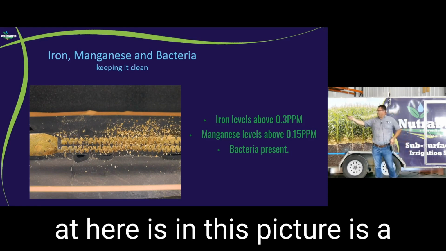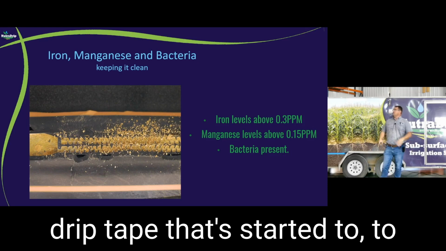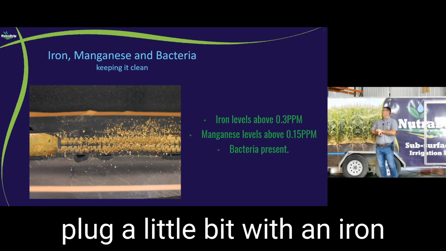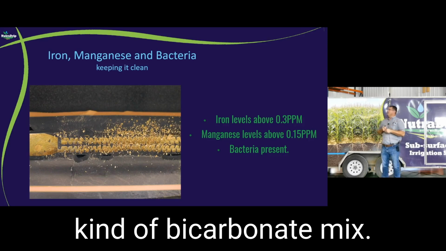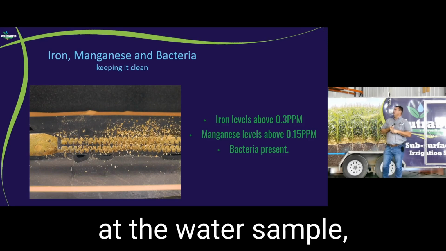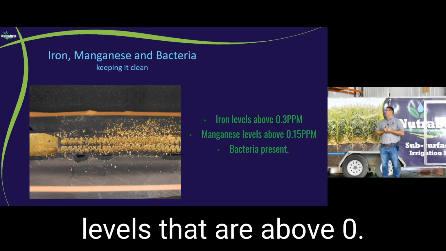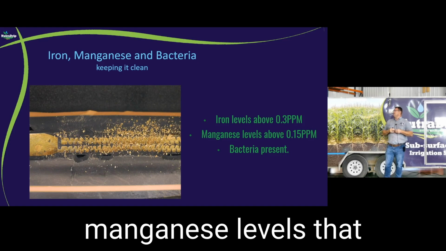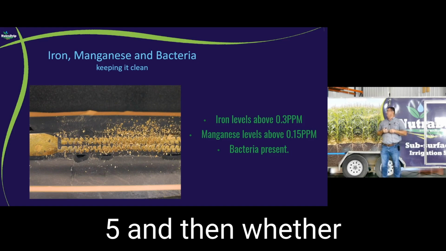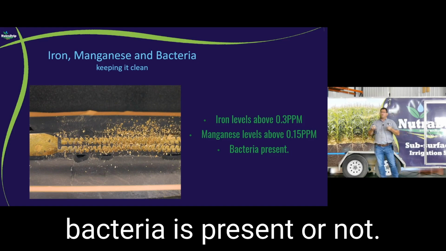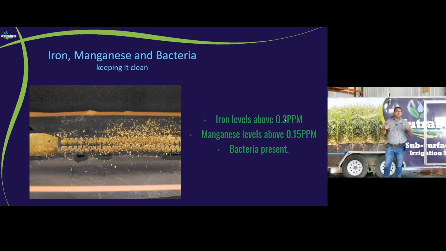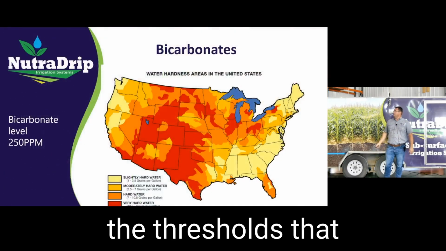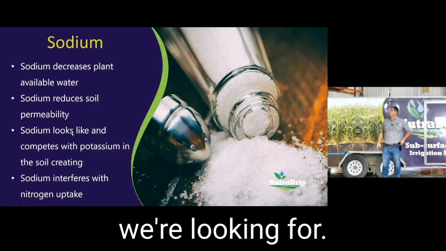And so what we're looking at here, in this picture, is a drip tape that's started to plug a little bit with an iron kind of bicarbonate mix. And so when we look at the water sample, we're looking for iron levels that are above 0.3 parts per million, manganese levels that would be above 0.115, and then whether bacteria is present or not. Those are the kind of the thresholds that we're looking for.